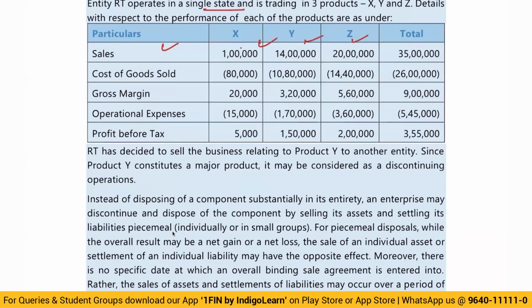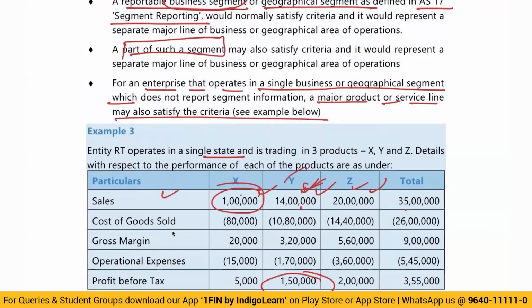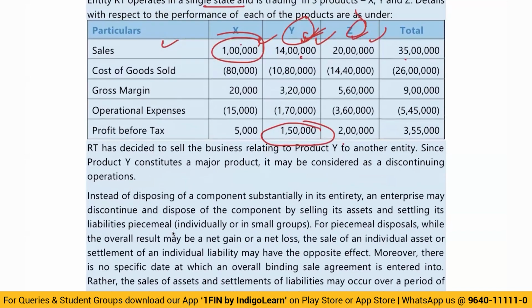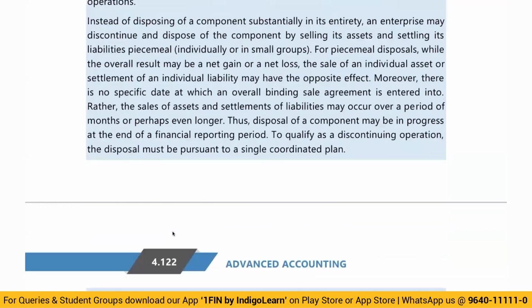Now if you see, this is not major, it is only 1 lakh, but 14 lakhs, 20 lakhs, these are major, because out of 35 lakhs, 14 lakhs means a good 40% of revenue comes from here. Profitability also, if you see 1,50,000, major. So that is where, if you discontinue Y and Z, it can be major, X will not be major.